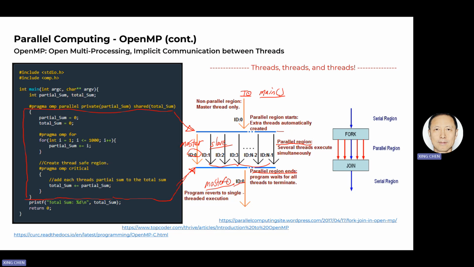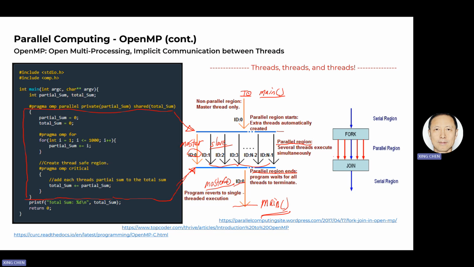So the master is going to be there. After the parallel region, you have your master thread only to continue to output the results and to terminate the execution of the main function. Right here, the main function is going to be terminated. And this is how OpenMP works on a server node.